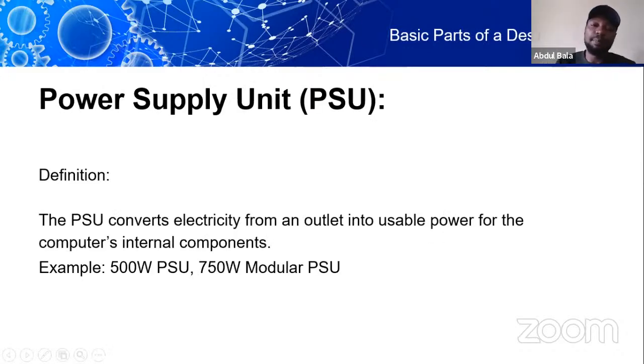So the PSU is the power supply unit. The power supply unit converts electricity from an outlet into usable power for the computer's internal components. So we can have a 500 watts power supply unit. We can have a 750 modular power supply unit. Now, the power supply unit of your system is dependent on several factors, which also include the processing needs of your systems.